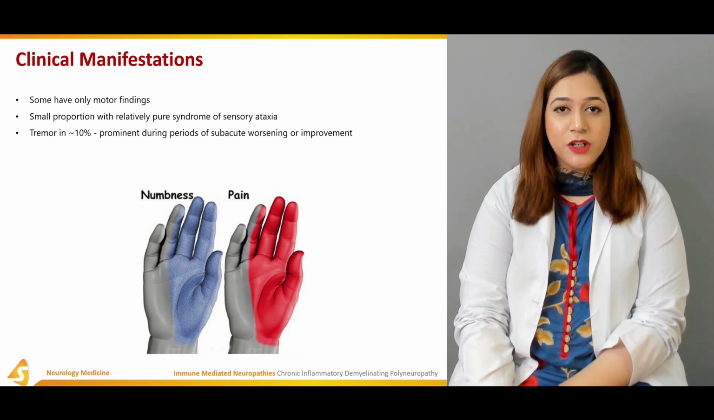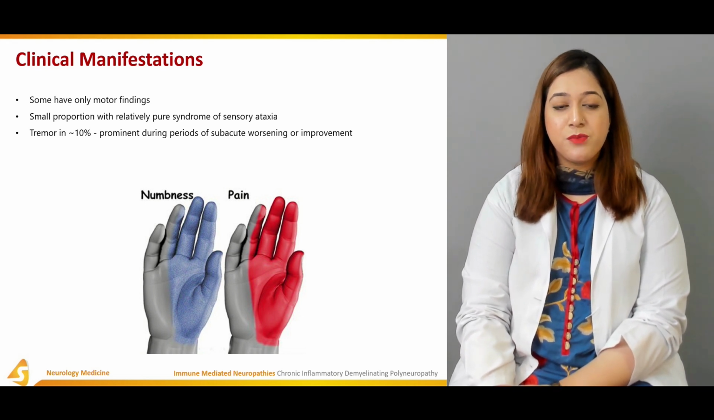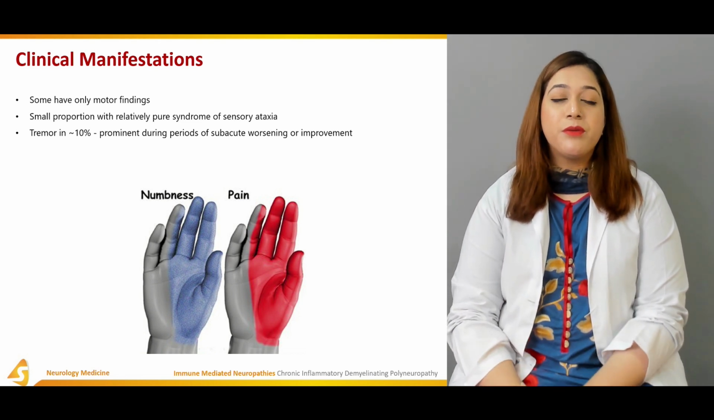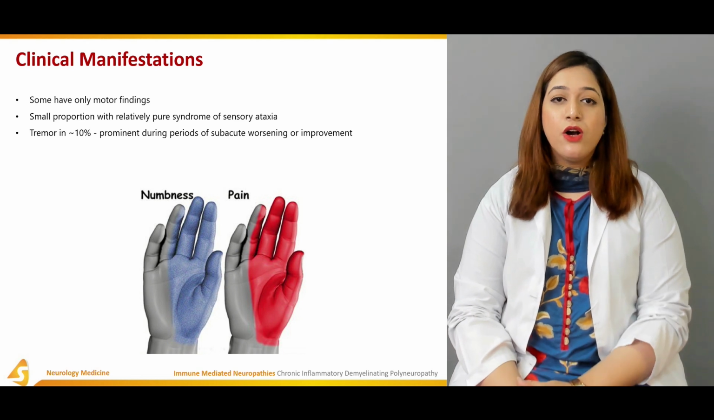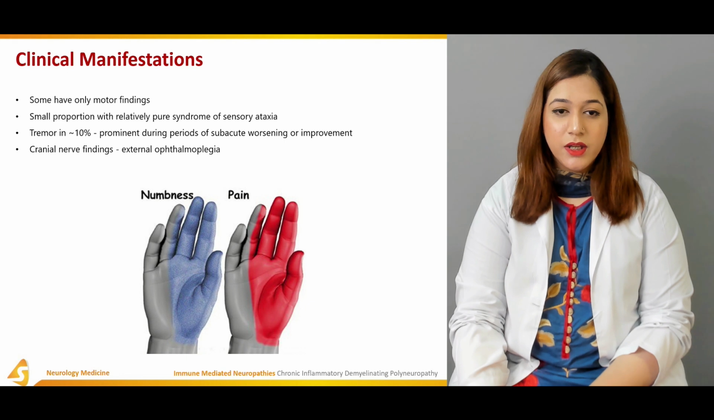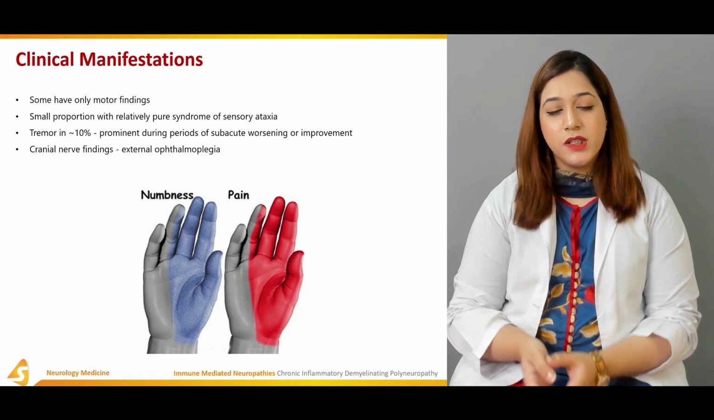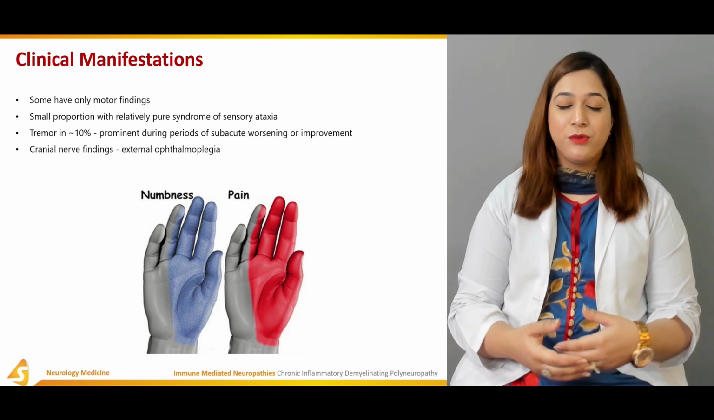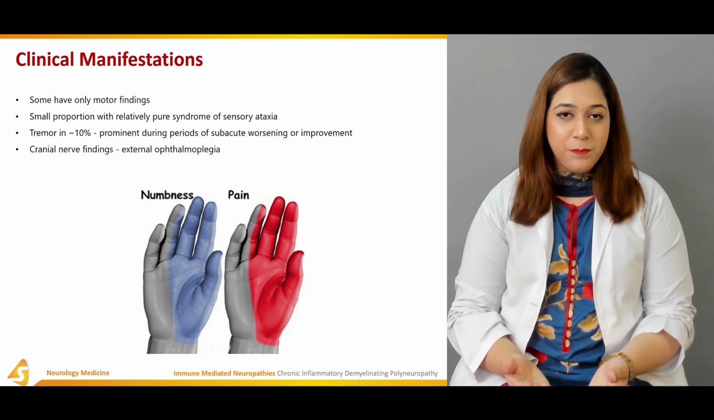In around 10% of the cases, patients present with tremors, which become more prominent during periods of subacute worsening or improvement. In a small proportion of patients, cranial nerve findings are also found, which include external ophthalmoplegia.